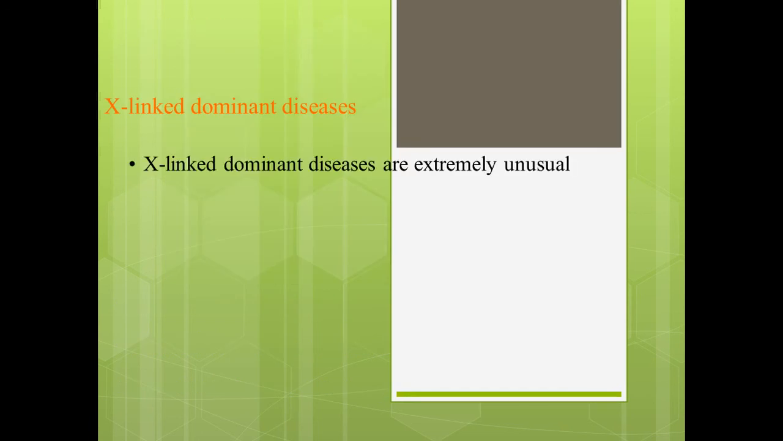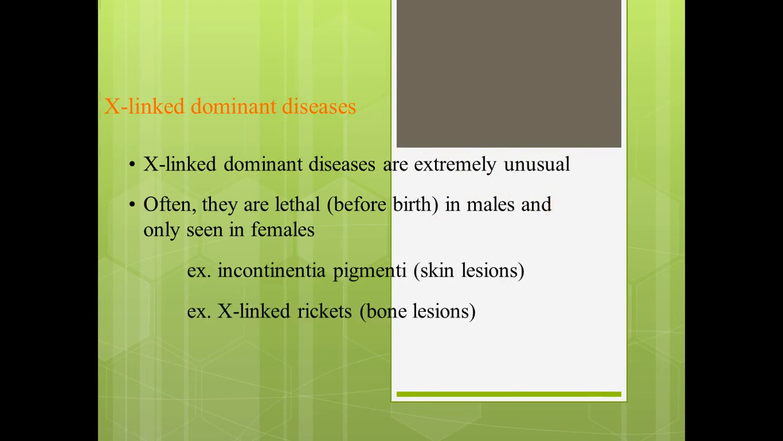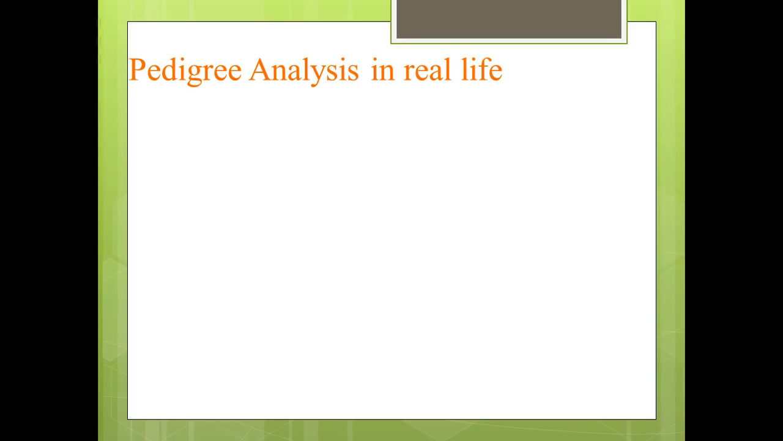X-linked dominant diseases are extremely unusual. They are often lethal, as in before birth in males and only seen in females, which is why you don't see it show up quite as often in the males. Here are some examples: skin lesions, X-linked rickets, which means bone lesions.